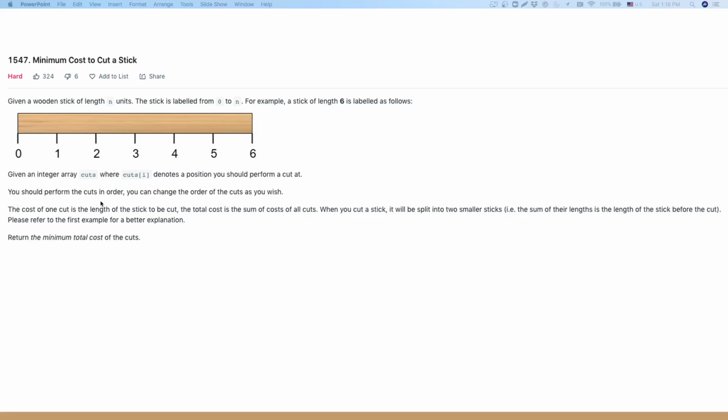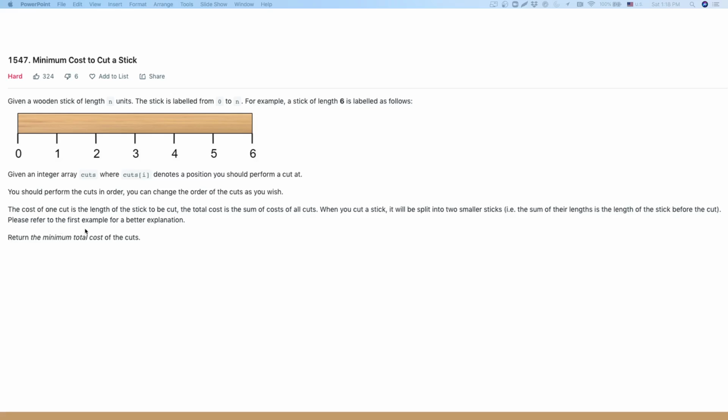You should perform the cuts in order. You can change the order of the cuts as you wish, and the cost of every cut is the length of the stick to be cut, and the total cost will be the summation of the costs of all the cuts. And when you cut a stick, the wood will be split into 2 smaller sticks, and the sum of their length is the length of the stick before the cut. Please refer to the first example.